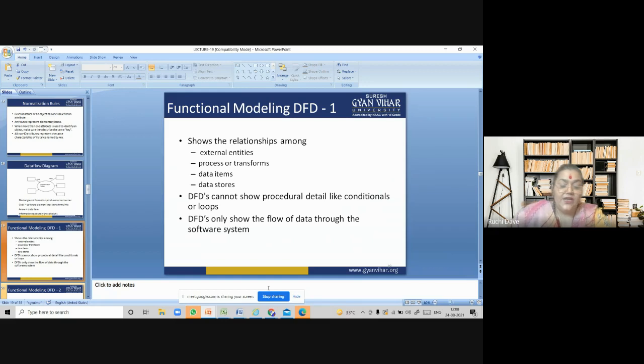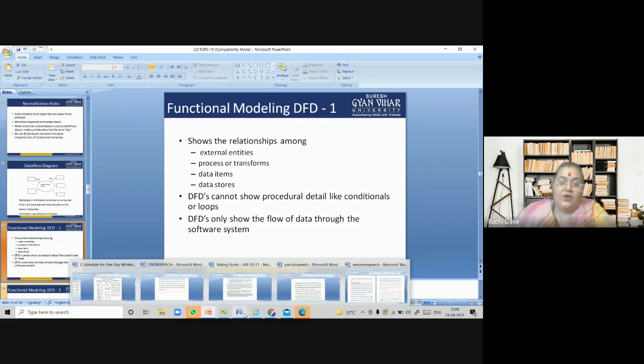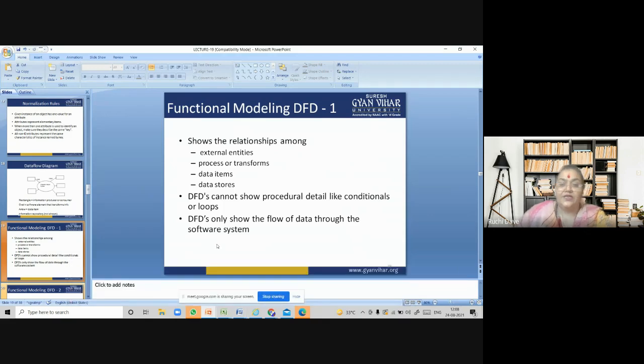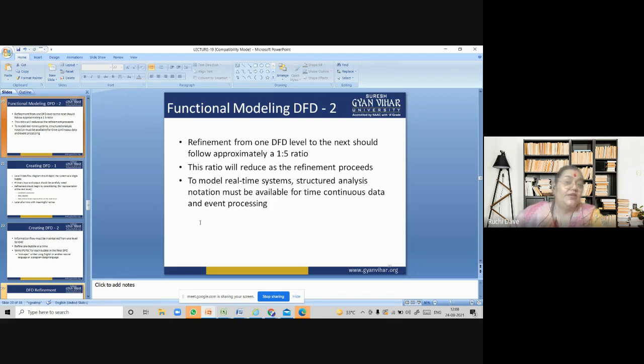Now, DFD cannot show procedural details like loops, conditions. You cannot write down a for loop. You just can say that this number has been repeated, or repeatedly this is running, but you cannot give a loop over there. Or you can say that this is transformed into this, but you cannot write the conditional statements or loop. DFDs only show the flow of data through the software system. I think many a times this thing has been repeated. There should not be any mistake in the exam. I think so, right? Okay.